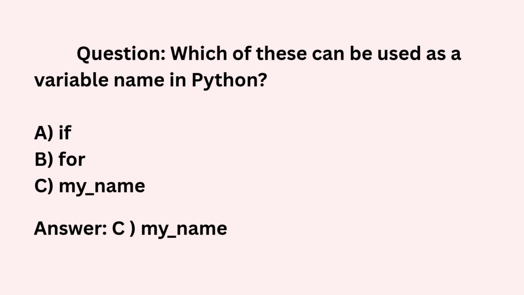First question is, which of these can be used as a variable name in Python? Here are three options: if, for and my_name. As we know, if and for are keywords reserved by Python, so they cannot be used as variables. So the answer will be option C, my_name.